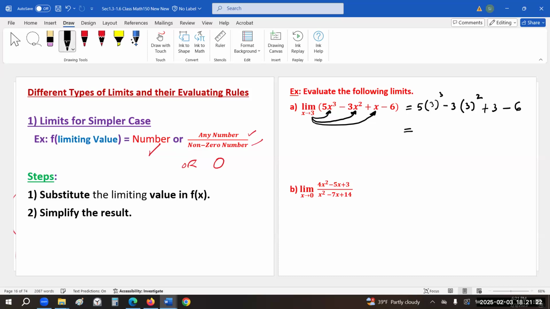Let me know how much you have. Okay. So it's 5 times 125 minus 3 squared is 9. 9 times 3 is 27. From here you get negative 3. How much do we have total? Please do the calculation and let me know.